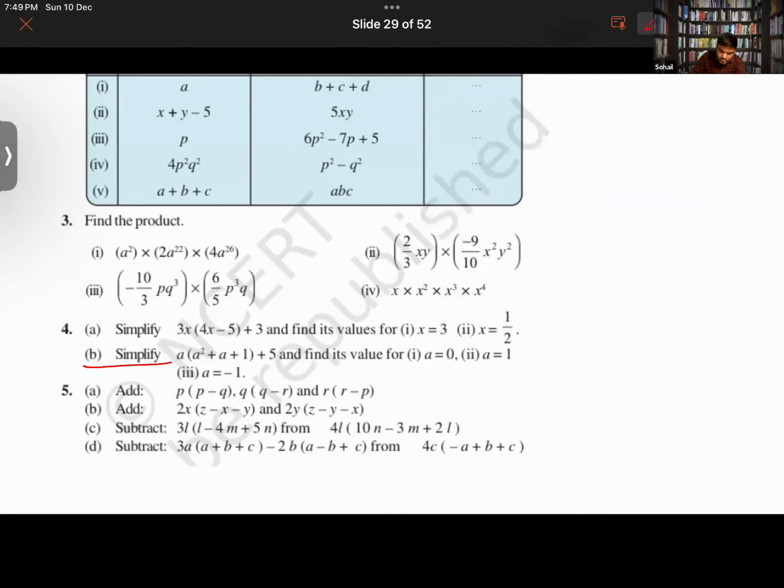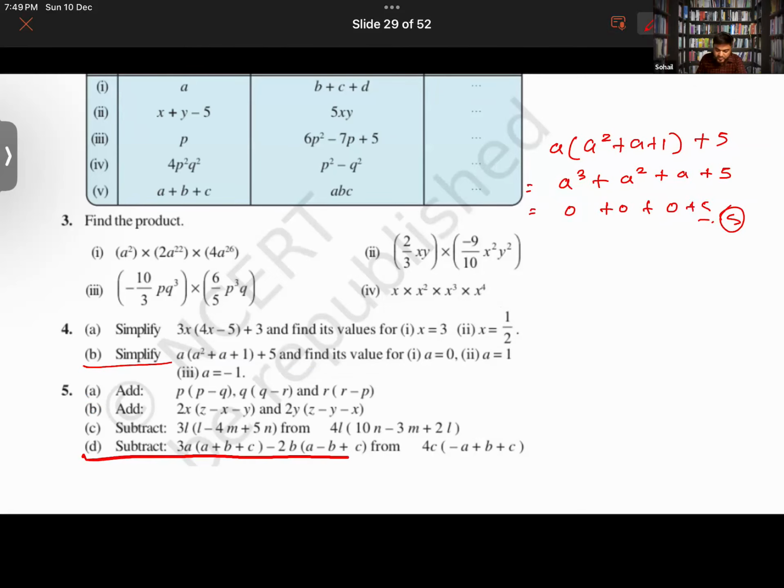Question number B is A times A square plus A plus 1 plus 1. So first we will be simplifying it. It will be a cube plus a square plus a plus 5. Put 0, it will be 0 plus 0 plus 0 plus 5. So the questions are pretty simple. Question number D. Now, all of you try to solve it as quickly as possible.